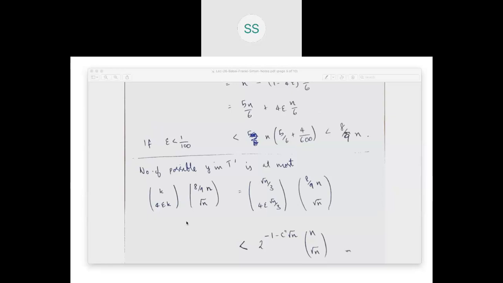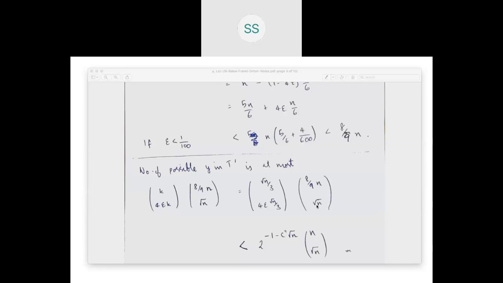So we know that by the calculation we just performed, an 8/9 n fraction of elements is all that is available to y, and from that you have to choose square root n entries. Okay, so we have this. Now replacing k with square root n by 3, you get this and this.